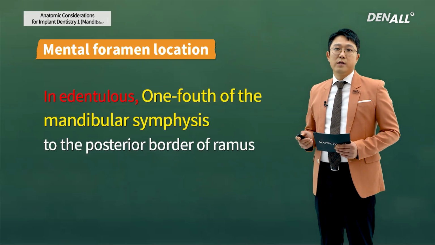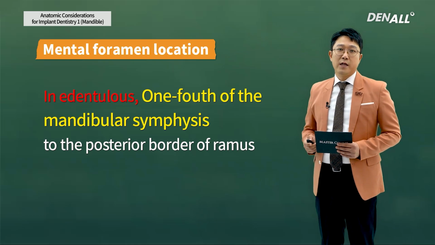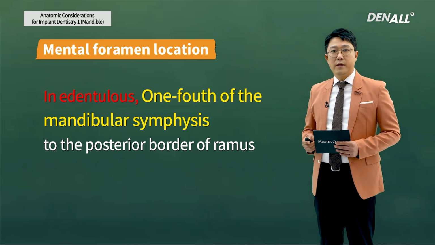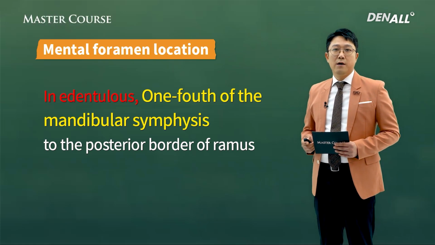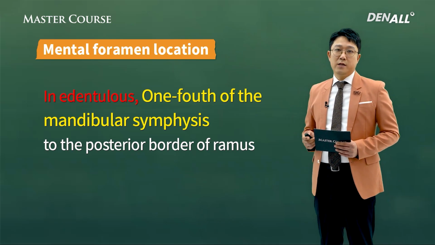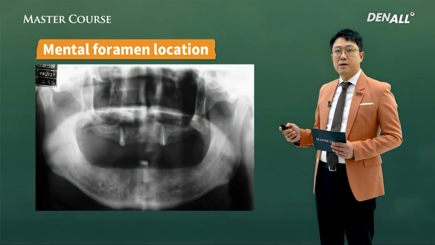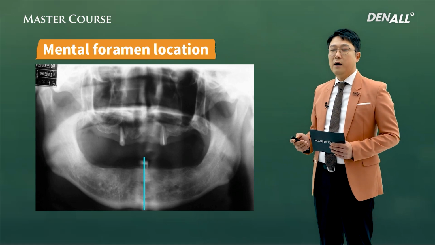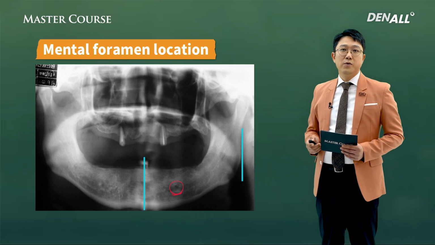In an edentulous case, if the location is not clearly shown on the X-ray, it can be confusing. In an edentulous case, it is 1/4 of the way from the mandibular symphysis to the posterior border of the ramus on the panorama X-ray. So on the panorama X-ray, it is 1/4 of the way from the mandibular symphysis to the posterior border of the ramus.